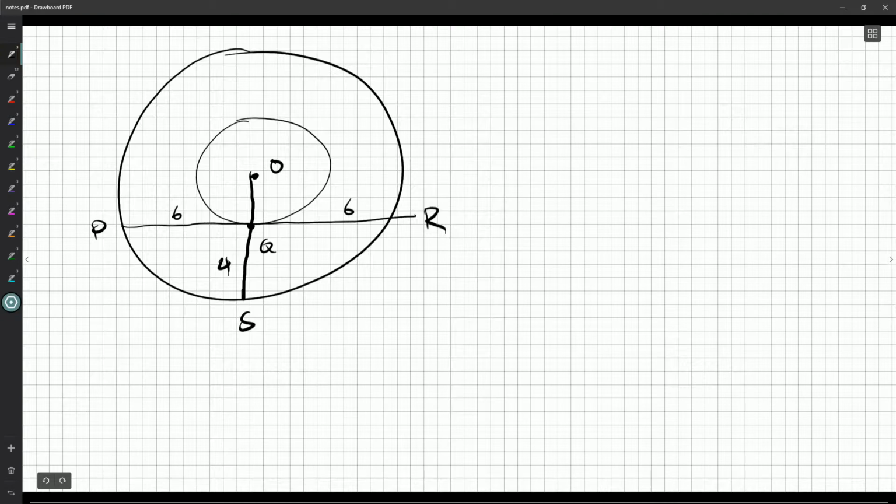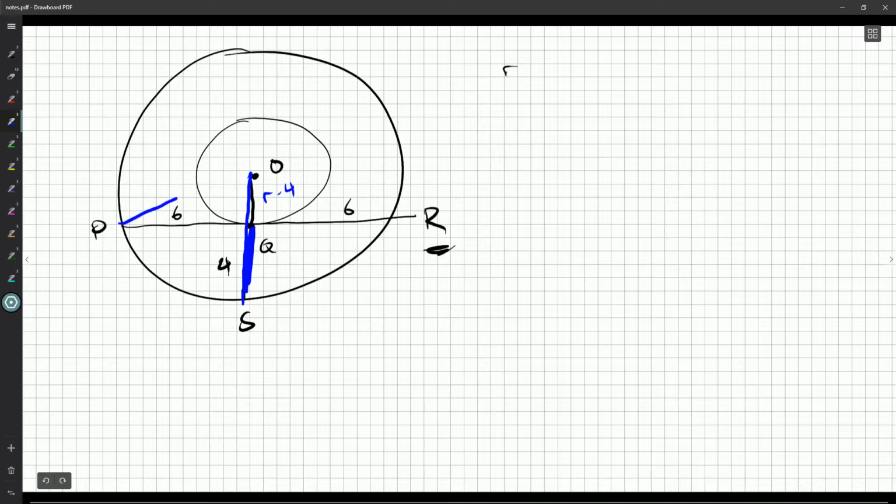Now, what are we trying to find? Well, we're trying to find the radius of the large circle. We could call that little r. Normally, I'd call it capital R, but we've already got a point with that name. Here's a radius. OS must be r. Now we've already got 4 here, so that must mean OQ is r minus 4.